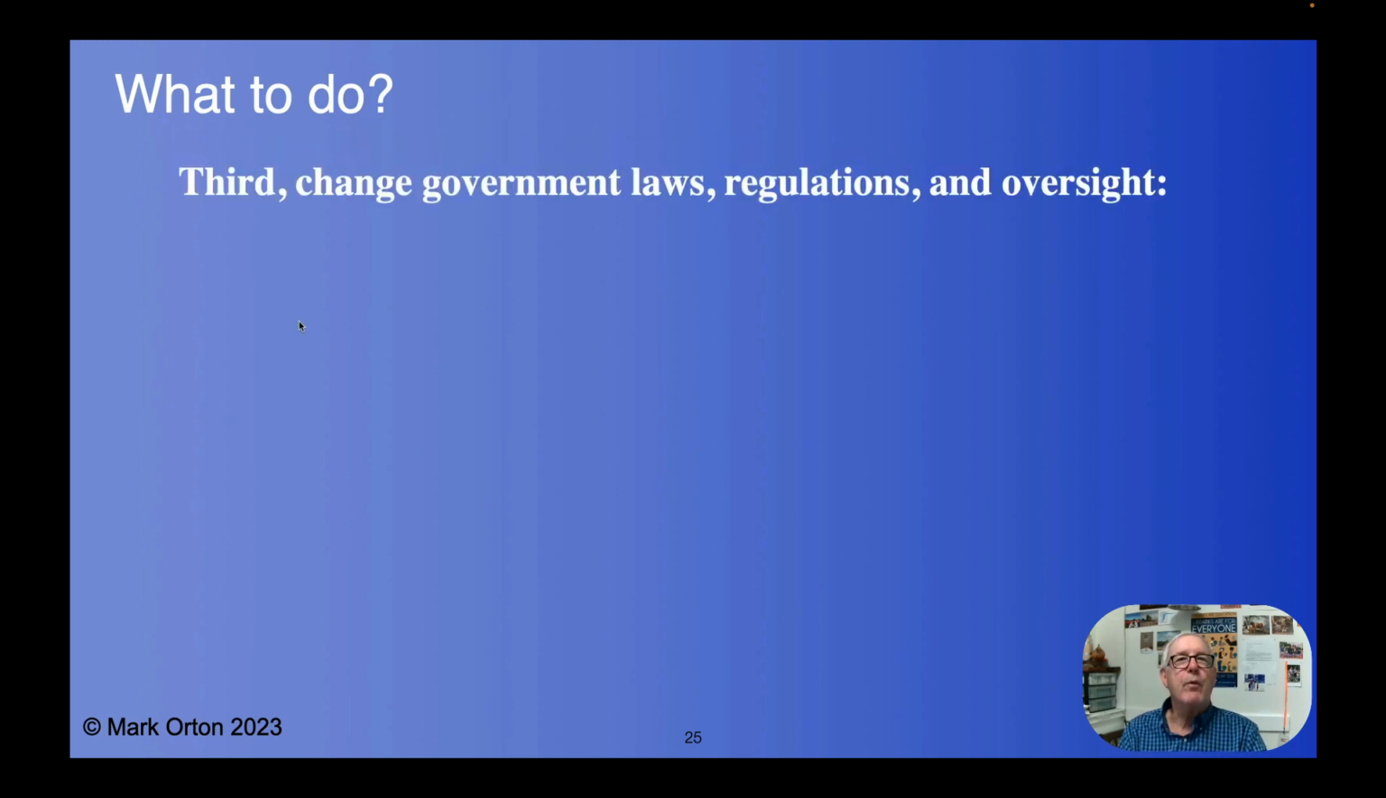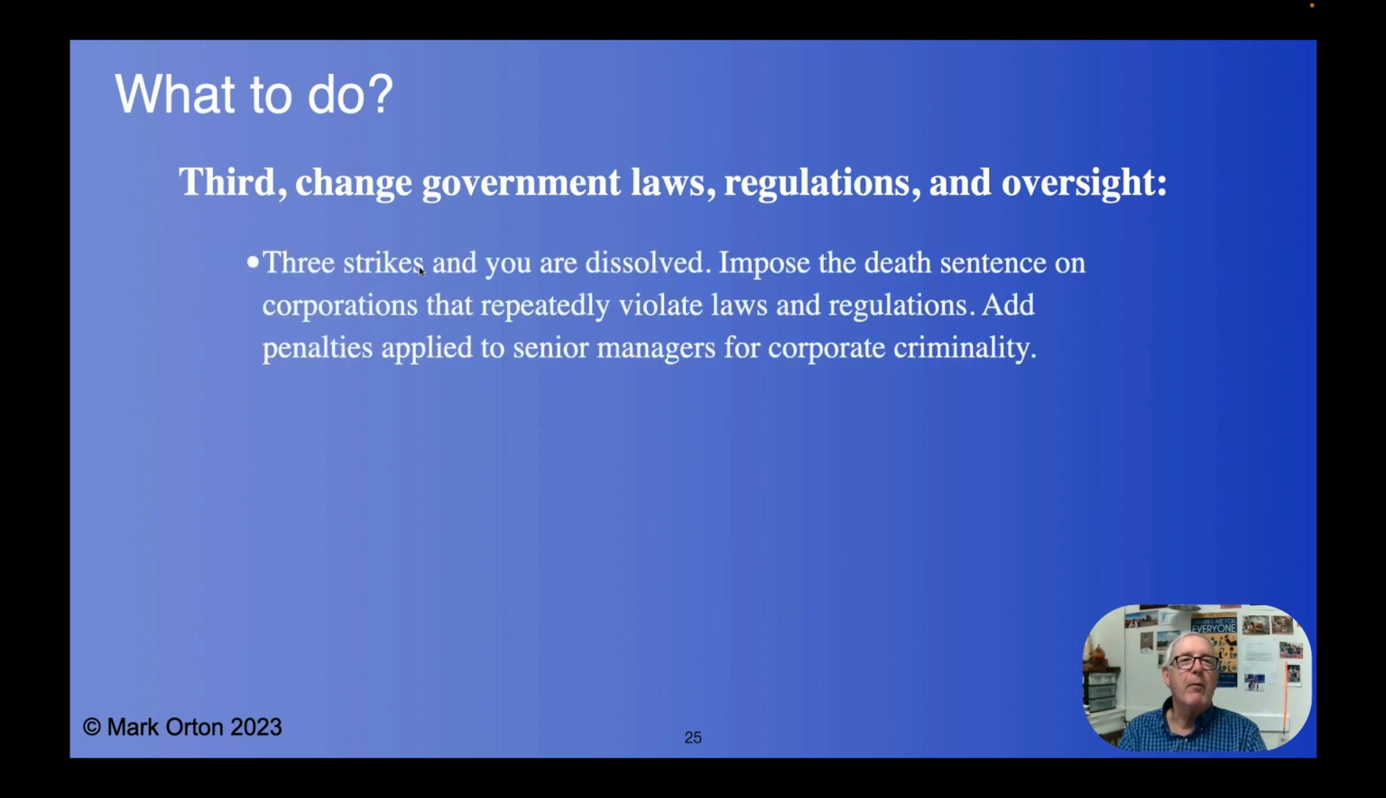And then third, we can change government laws, regulations, and oversights, and there's a lot of things to be done in this category. One of my favorite ideas is similar to California's 3 strikes and you're in jail forever law. I would like to have a law that says 3 strikes and you're dissolved. So corporations that repeatedly violate laws and regulations, we just simply break them up and sell them off. And we should also penalize senior managers who are involved in this for repeated corporate criminality.